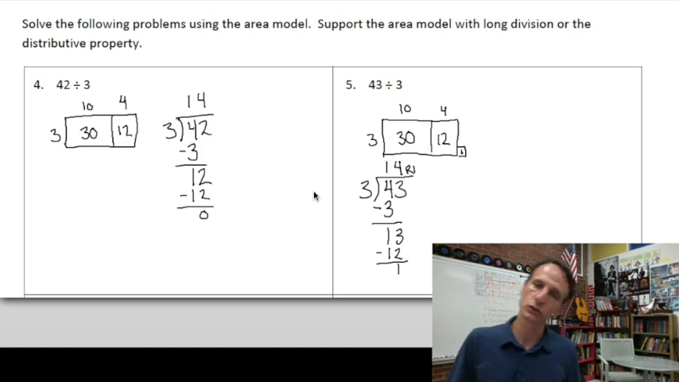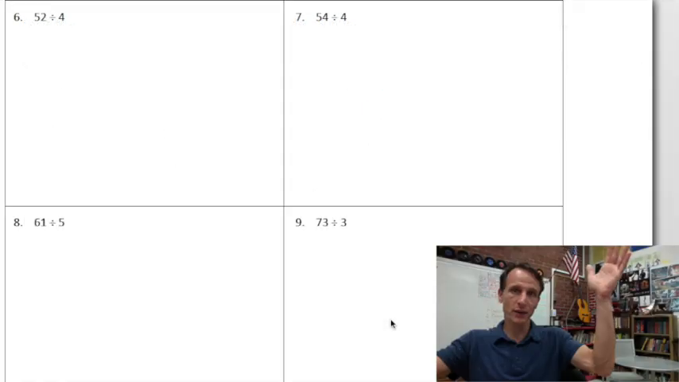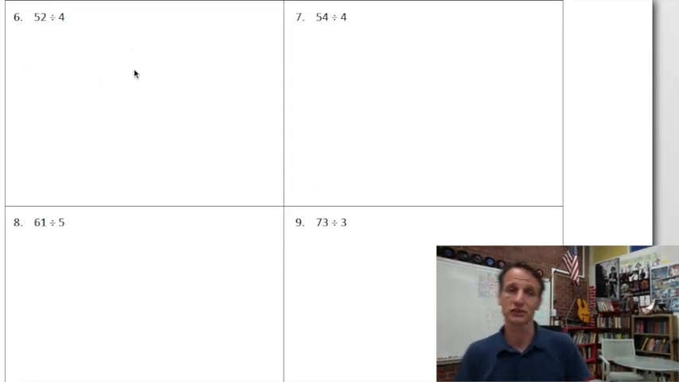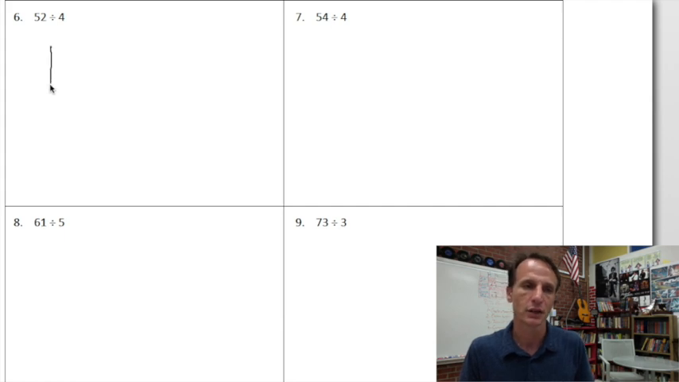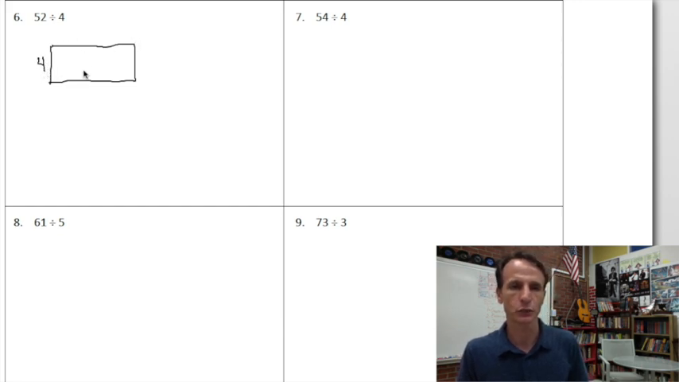All right, let's do a little more practice now. More practice! There we go. All right, so let's dive right in here and not lose any time. Okay, so our area model for 52 divided by 4, we draw our rectangle, and we place our divisor of 4 over on the length. We're trying to solve for this width, right?